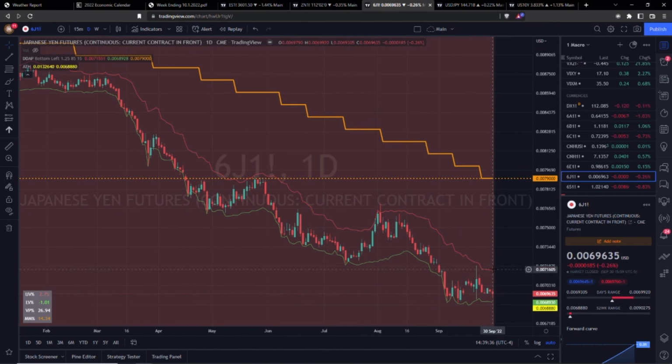And Japan is the biggest holder of U.S. Treasuries on a central bank basis. So that's not good for the long end of the curve. But we're not long bonds, so we couldn't care less about that.